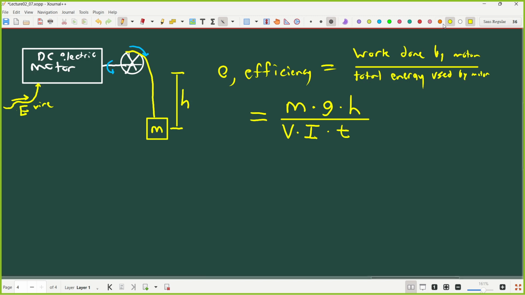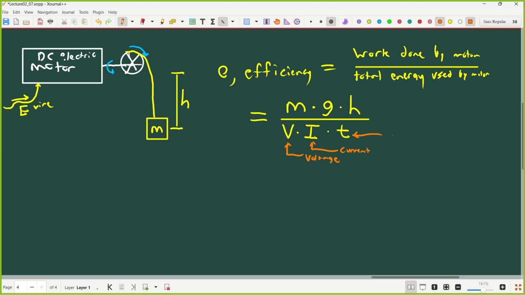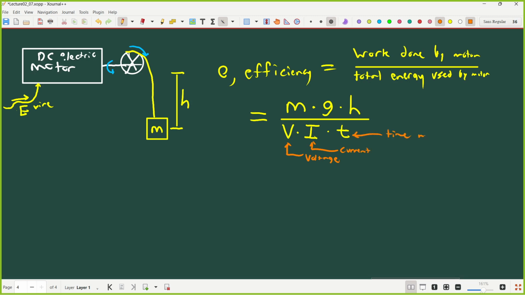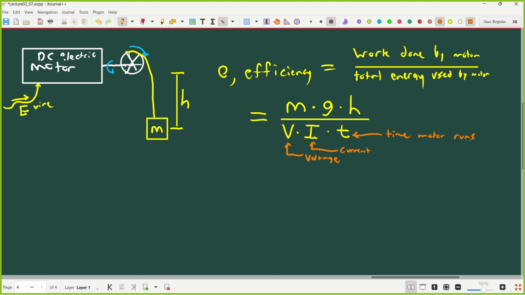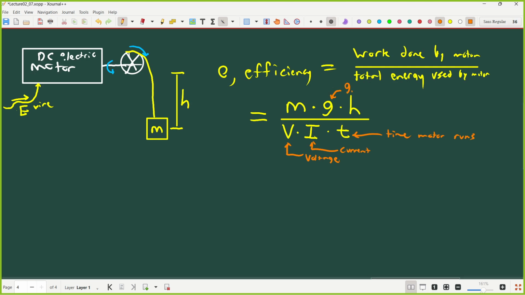All right, so let me just write that. V is voltage, if you don't remember this. I is current. And T is the time the motor runs to lift it. Okay, and does anyone remember the acceleration due to gravity, g? Do you know the number? 9.81. There you go, 9.81 meters per second squared.